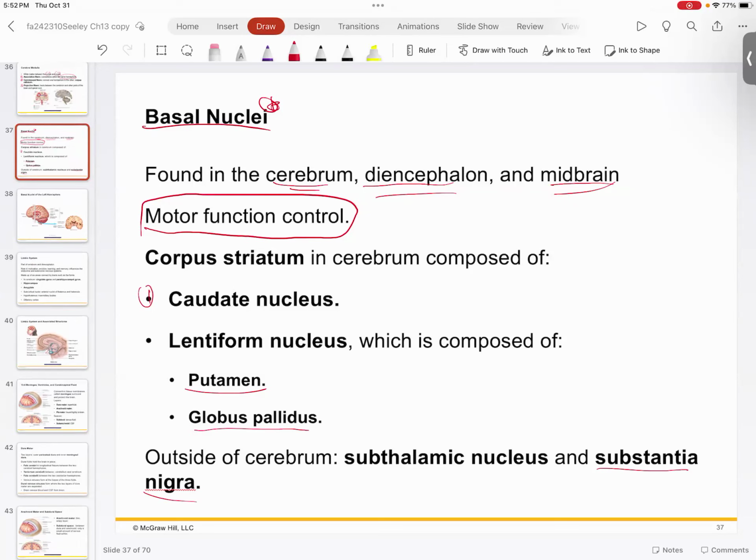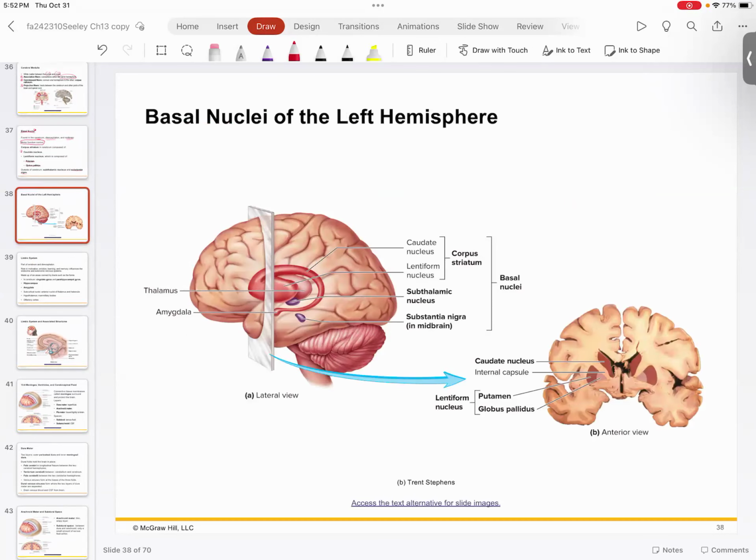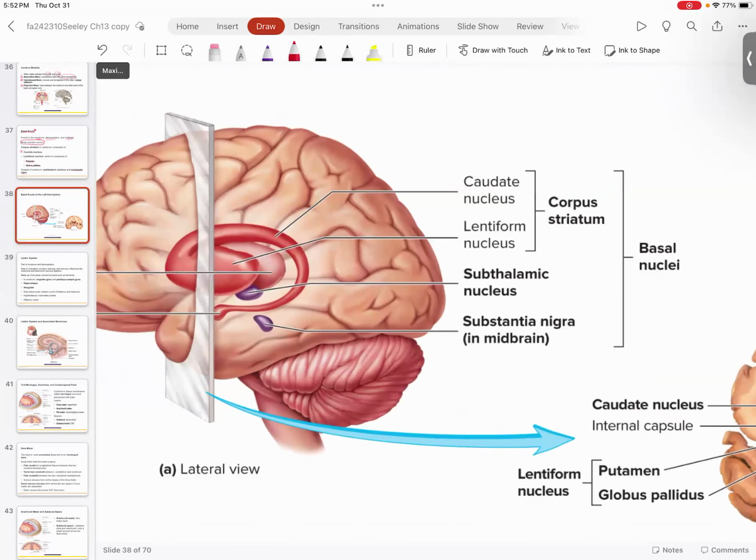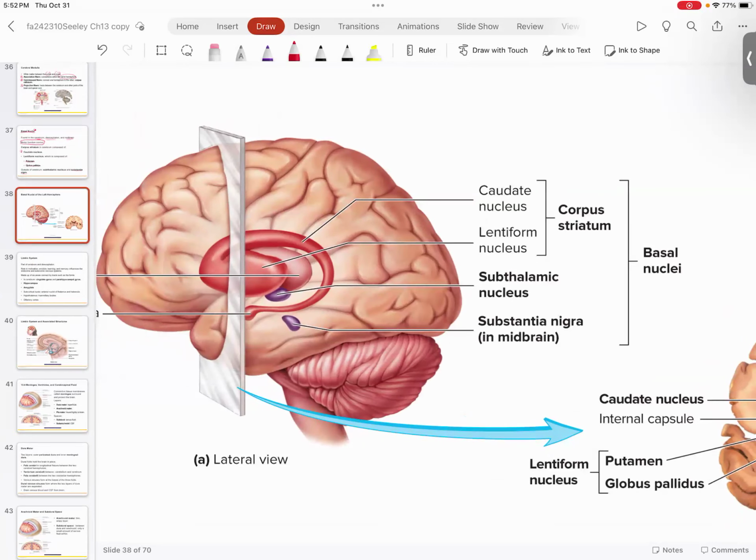So here you can now see that you have different regions of the brain that are all starting to connect together and work together. And this is what it looks like from a side view. If you were to take a look at a sagittal view of the brain, you have in the cerebrum the corpus striatum. The caudate nucleus is like this ram's horn looking structure that terminates into a bulbous region, which is the lentiform nucleus.